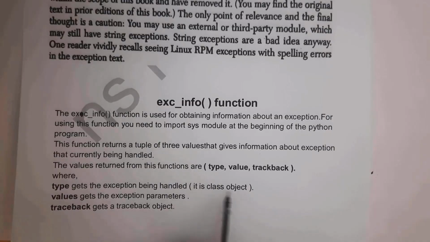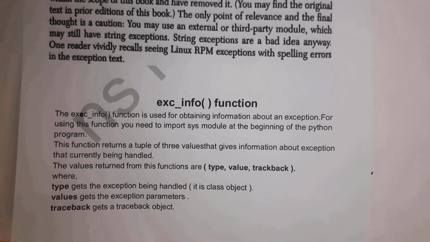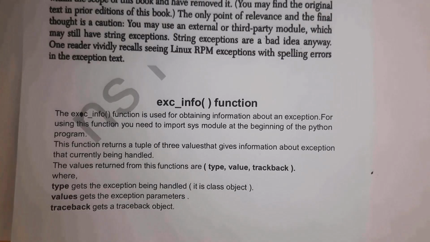Type is basically class object. Type gets the exception being handled. For example, zero division error occurred in our program. This type will display output class zero division error. Next one is values. Values gets the exception parameters. And last one is traceback. Traceback gets a traceback object.